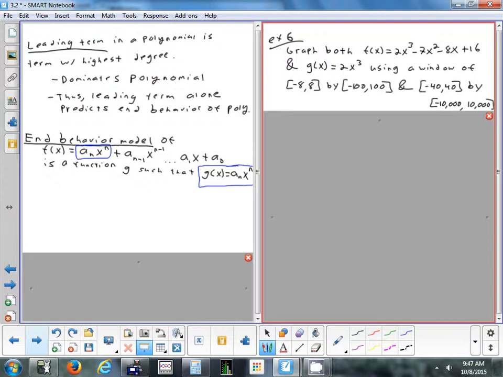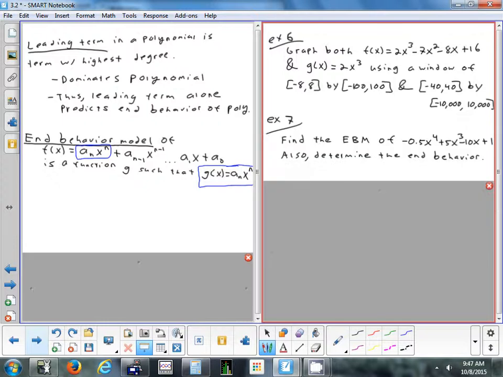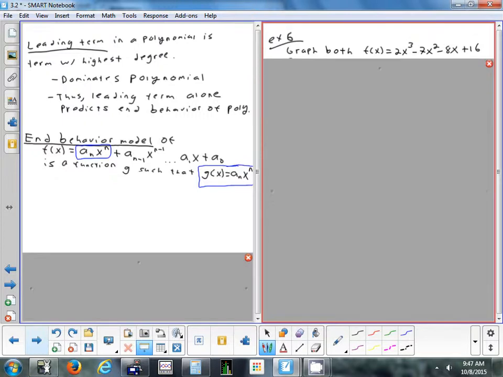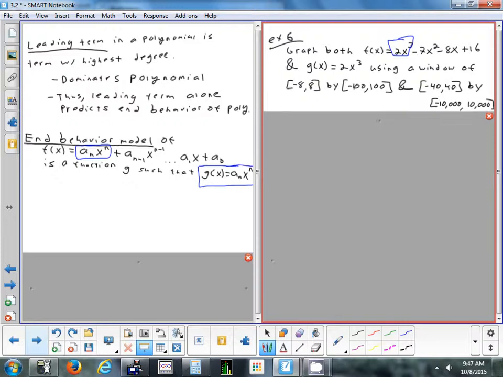Continue with them. Yep, this will be our last one. So in example 6, it says 2x cubed minus 7x squared minus 8x plus 16. What is the only term there that affects the end behavior? 2x cubed. And 2x cubed, that is the end behavior model. So if I asked you what's the EBM of that problem right there, it's 2x cubed.